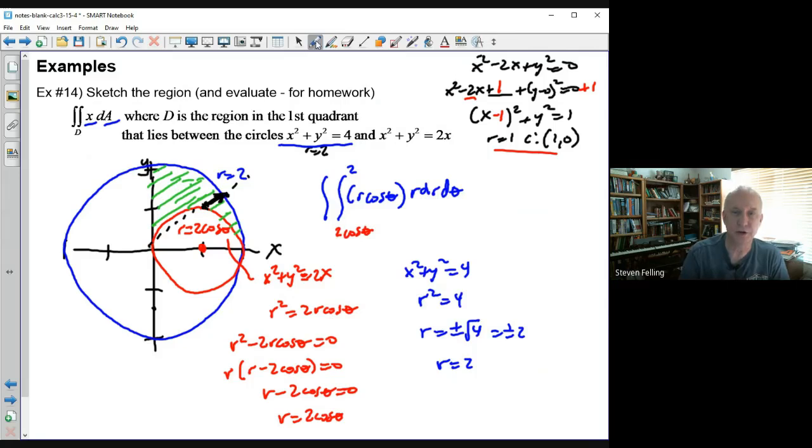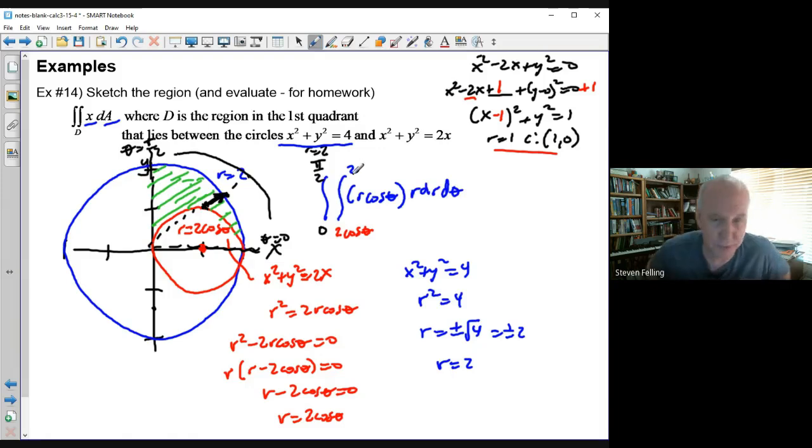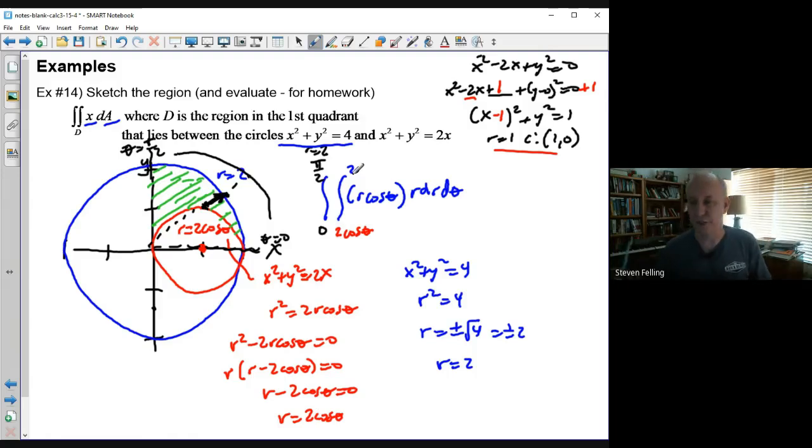And then I need to figure out, okay, what are the lowest and highest angles I have to go to cover? So I have to start here at theta equals 0, and I have to go all the way around until I stop when theta equals pi over 2. So the limits of integration for theta would be 0 to pi over 2. So that's the setup for problem 14 in the homework. And then I'd like you to go ahead and actually do the integral. And this one I think you should be able to do by hand. Maybe not. Give it a try.